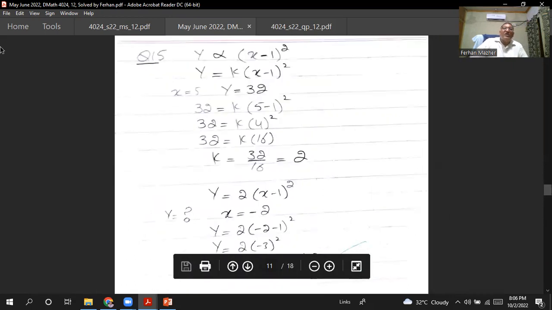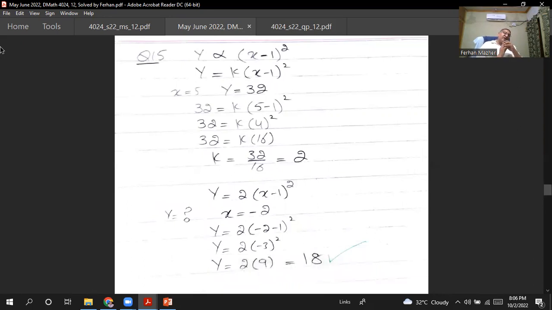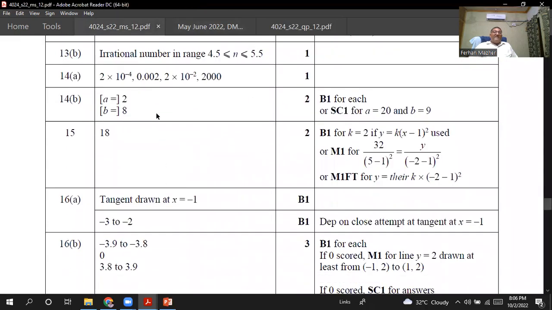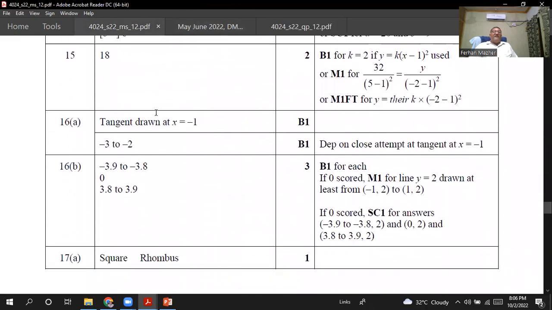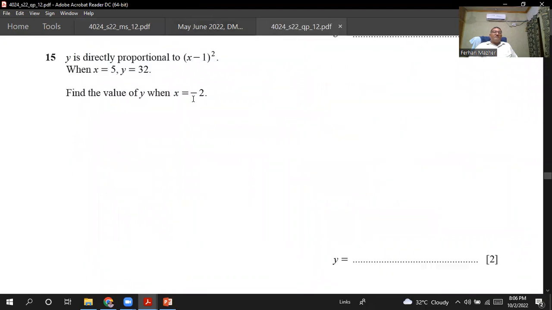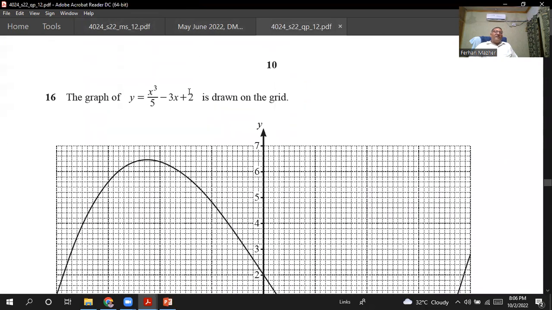So let me show you the whole question. Now question number 15, the whole question is showing up on your screen. You can pause the video if you need to. And our answer is 18. So let's check from the marking scheme. Our answer is 18, sir. That is the right answer. Okay, so we are going to the next question.